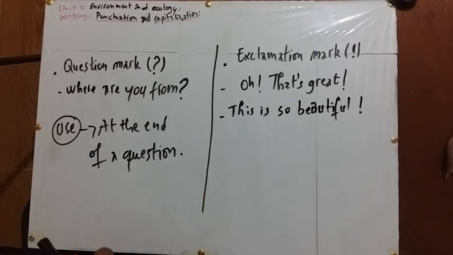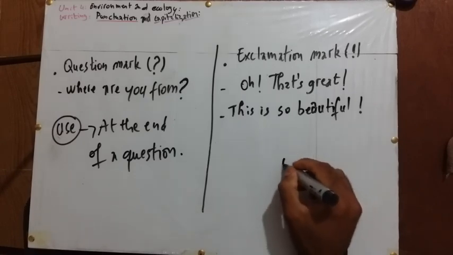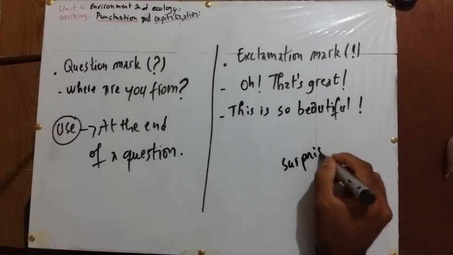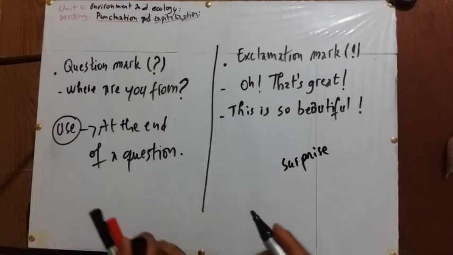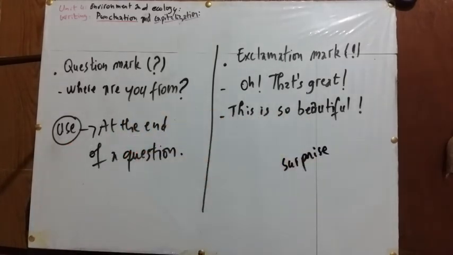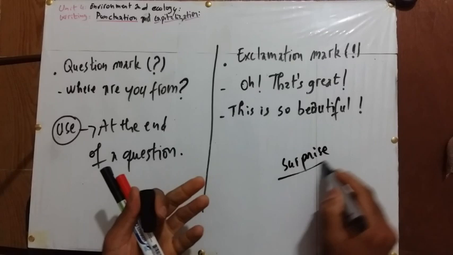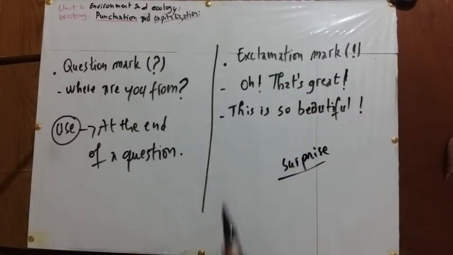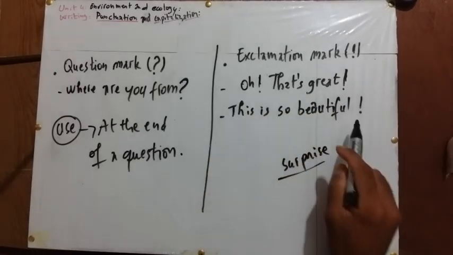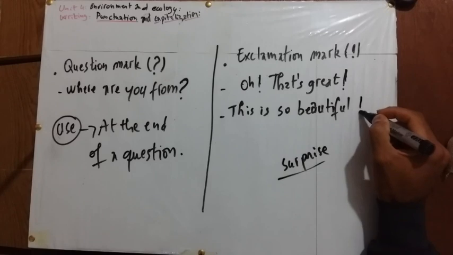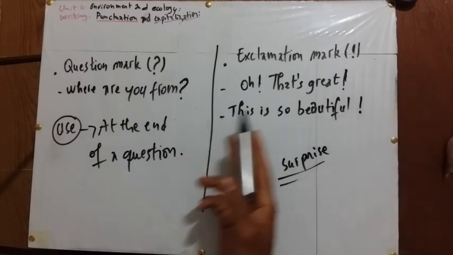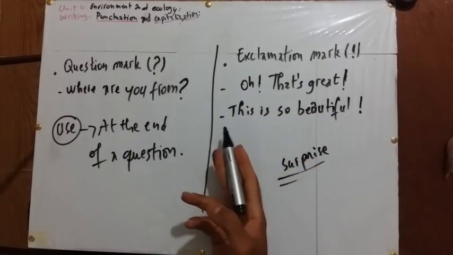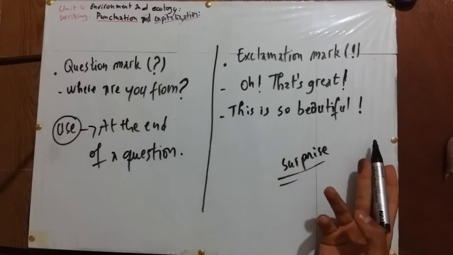Okay, now let's talk about the exclamation mark. The exclamation mark is used to show surprise. So whenever at the end of a sentence that shows surprise, I put an exclamation mark. Oh, that's great. This is so beautiful. Here I'm showing surprise. I'm surprised that something is great. I'm surprised that something is beautiful. Okay?